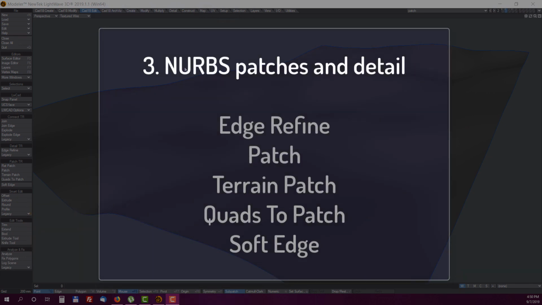NURBS patches and detail. In this chapter, I'll show you new exciting tools for creating NURBS patches and editing detail on NURBS. First, Edge Refine tool is for low-level adjustment of detail along NURBS surfaces and NURBS curves. Patch is a universal tool for creating patches from anything. Terrain is a new experimental tool for generating NURBS patches as a terrain. Then quads to patch is a tool for converting between quads and patches back to quads. And soft edge is for removing hard edges between NURBS patches.